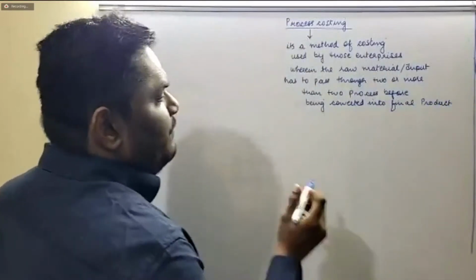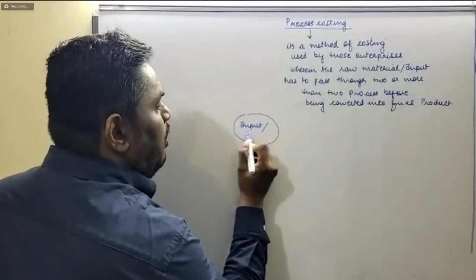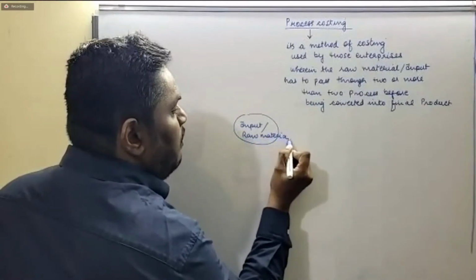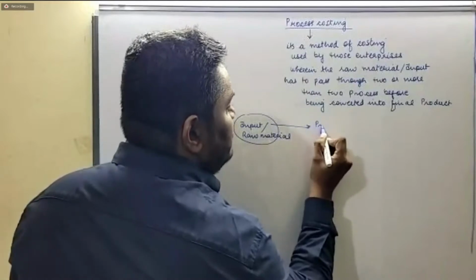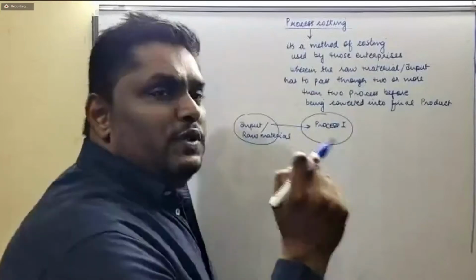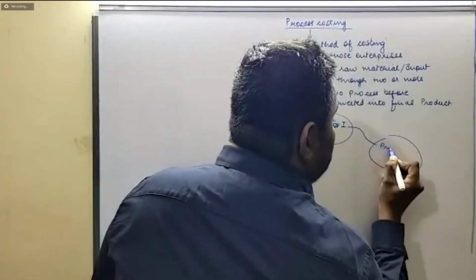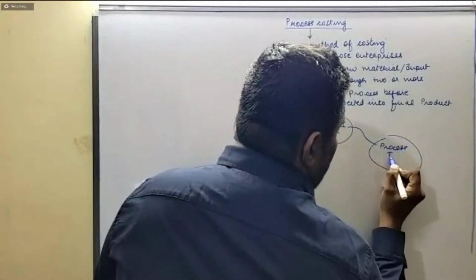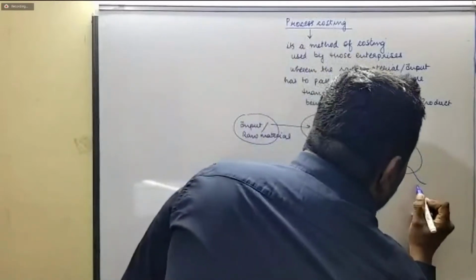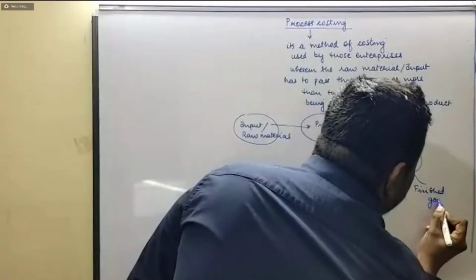How does this mechanism work? Let's say my input or raw material is transferred to process first. Once process first is over, the output of process first is to be transferred to process two. Assuming it is the final process, the output of process two will be my finished goods.